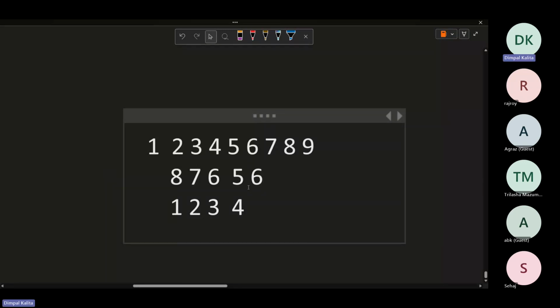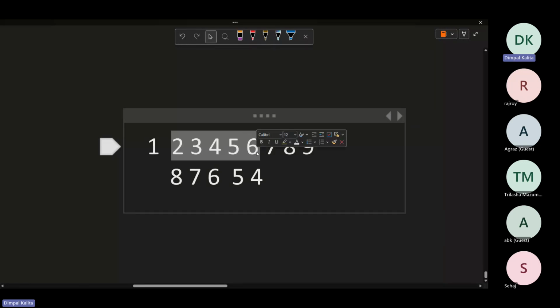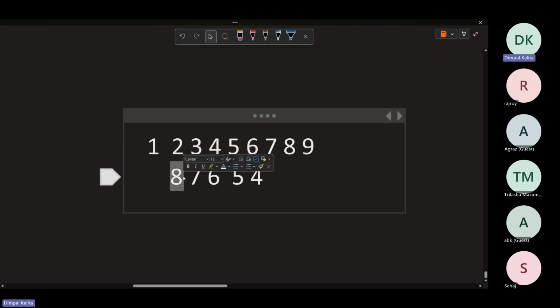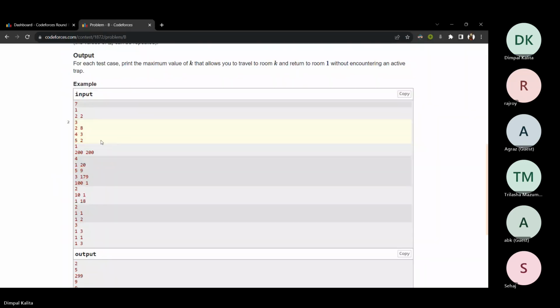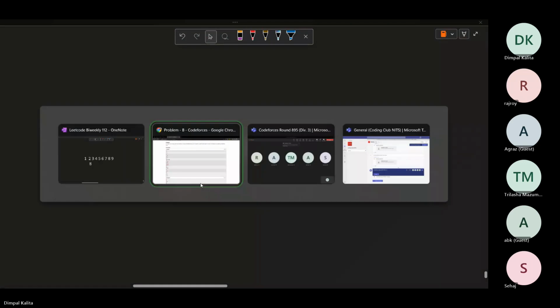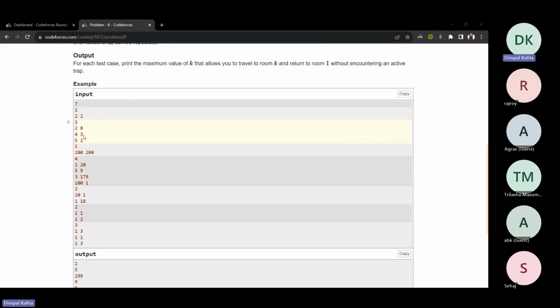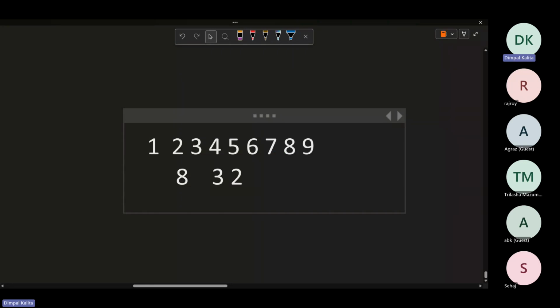But if I travel till here, the trap will get triggered, because it will take me around 10 seconds to go from here to here, but I have a triggering time of only 8 seconds here. So I cannot cross from here to here if I have a trap of 8 seconds here. That's for the trap here at 2 and the given trap here at 3.